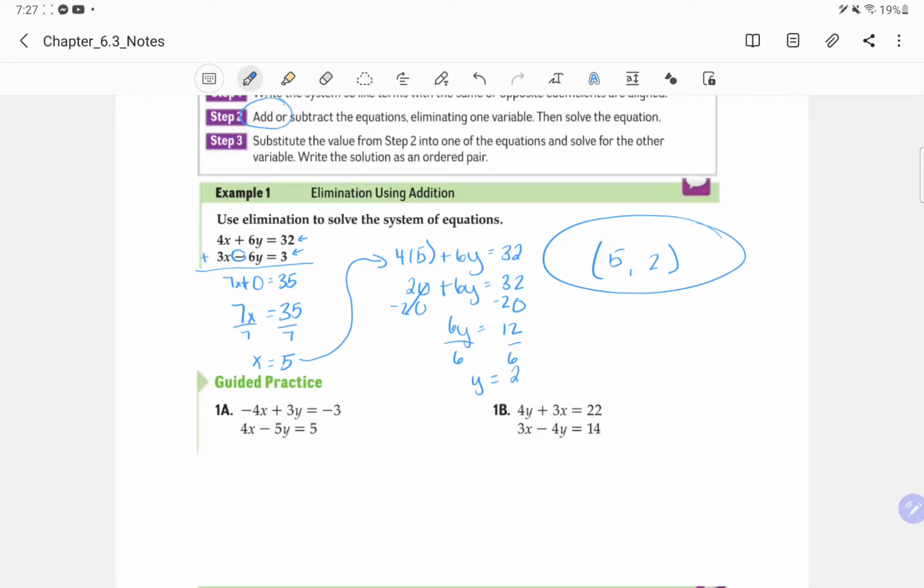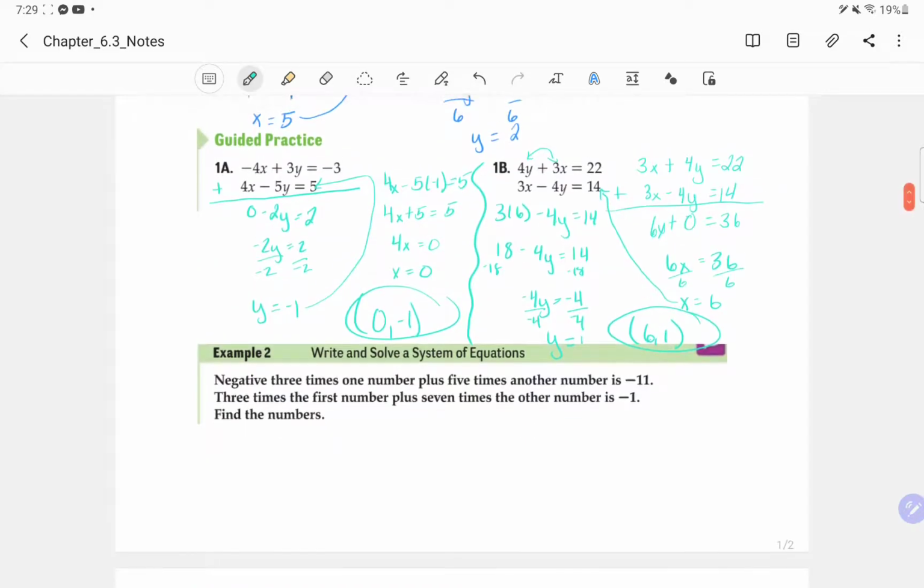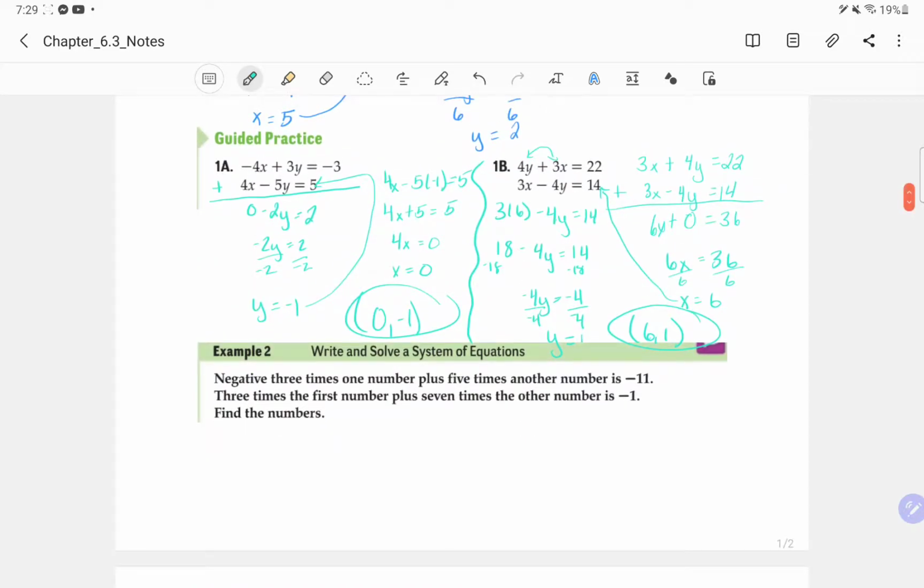All right, try 1A and 1B and then check back in with me. All right, so for the first one, the 4x's here, that's what canceled out. That went to 0, leaving me with 3 plus negative 5, which is negative 2y, and then negative 3 plus 5 was 2. So negative 2y is equal to 2. Divide by your negative 2, and you get that y is equal to negative 1. You come over here and plug that in and solve, and you'll find that x is equal to 0.